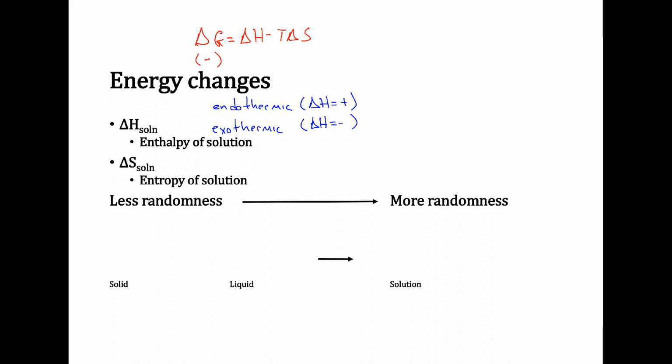Then there's this other term, delta S. Delta S is the entropy. And what we're going to define the entropy as, just for us, is that delta S corresponds to the randomness of the system, or the amount of disorder.